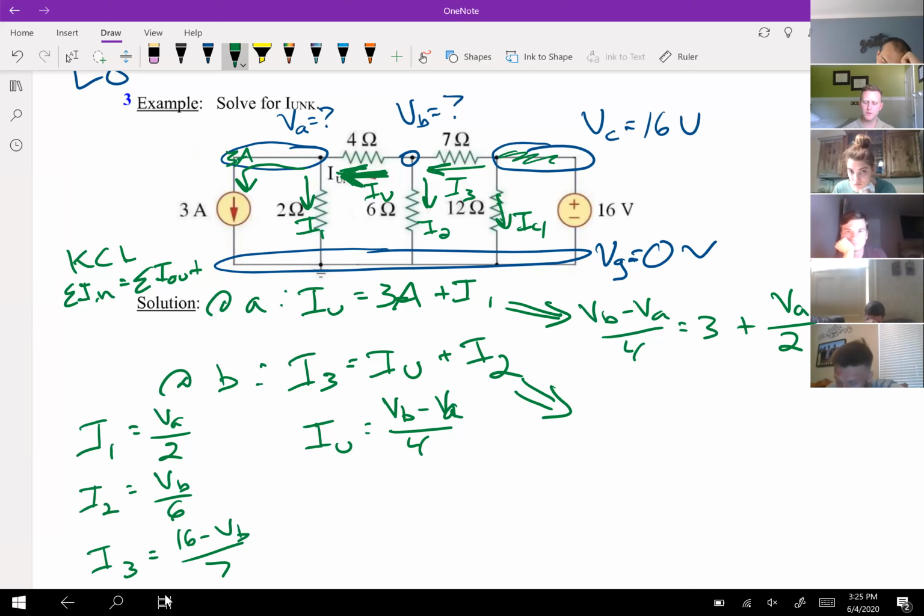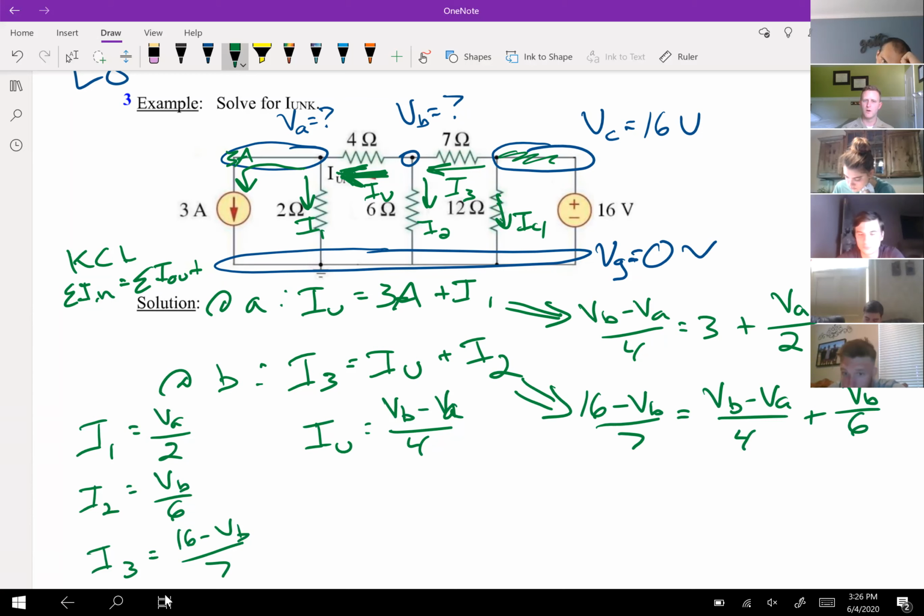So now at B, I3, oops, let's do that. 16 minus VB over 7. IU is that same term, VB minus VA over 4. And I2 is VB over 6. If we said, give me the nodal equations, this is the final answer.